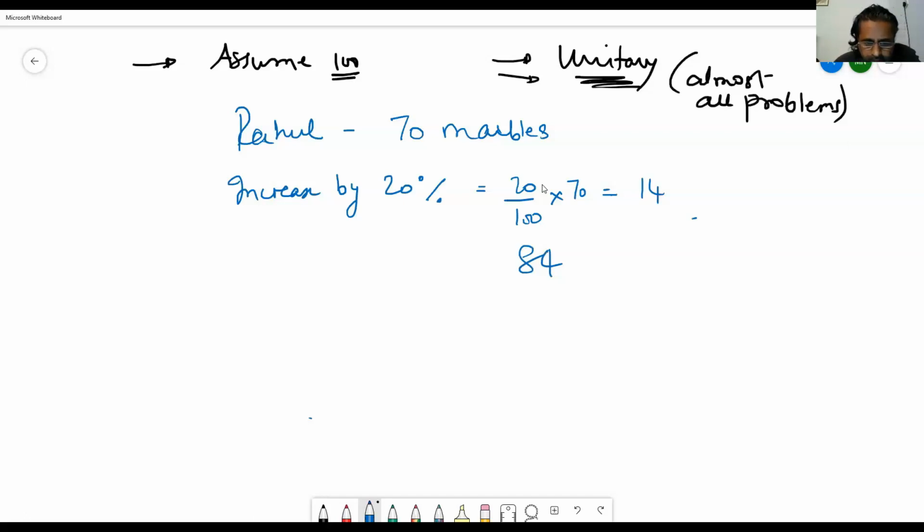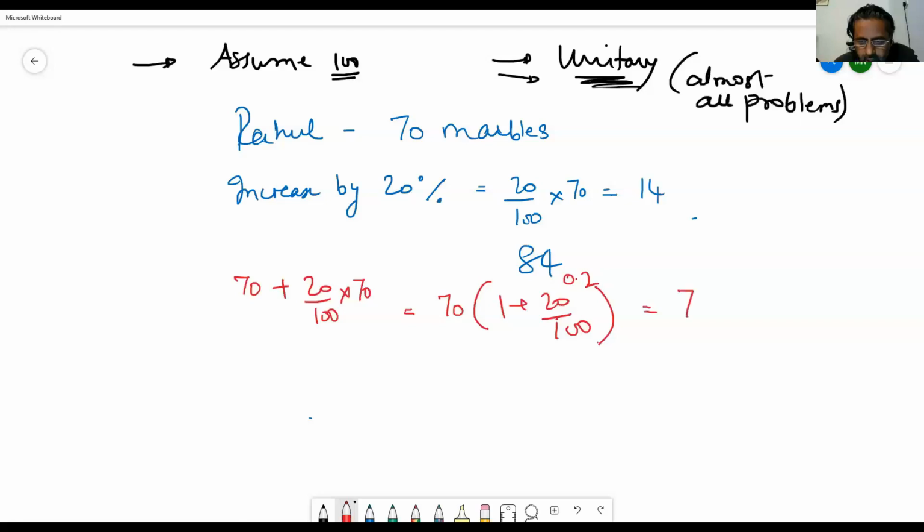Now, if you really look at what you have done, it is 70 plus 20% of 70. Suppose I take 70 outside, I get 70 into 1 plus 20 by 100, and 20 by 100 is actually 0.2. So this becomes 70 into 1.2. Is that clear? I've increased something by 20%, which means I actually multiply by 1.2.